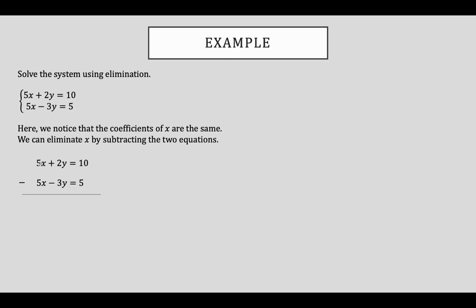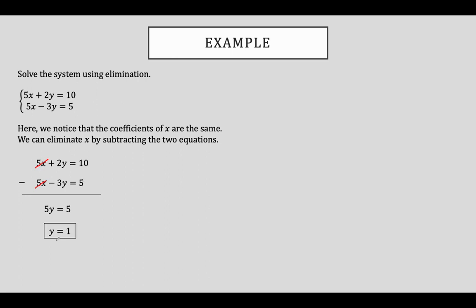5x minus 5x, well, that's just going to give me 0. I have 2y minus a negative 3y. Now be careful when subtracting because you must remember if you are subtracting a negative, that turns into addition. Okay, 2y minus a negative 3y becomes adding 3y. That's 5y is equal to 10 minus 5 is 5. 5y equals 5, which means that y is equal to 1.